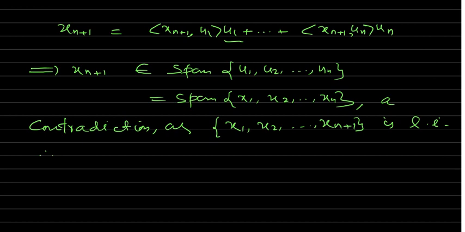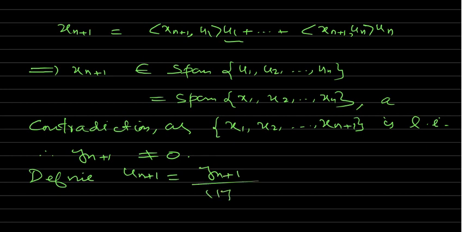So therefore yn plus 1 is not equal to 0. Now we define un plus 1. Now define un plus 1 equal to yn plus 1 divided by norm of yn plus 1.